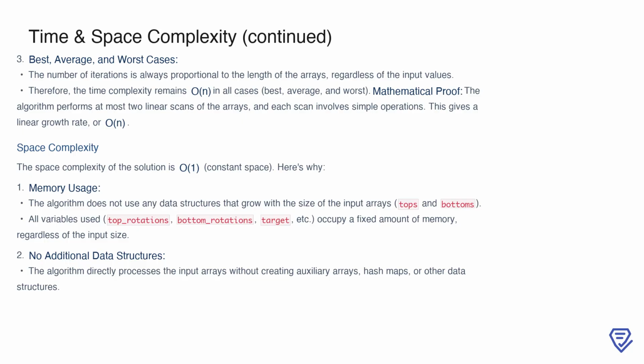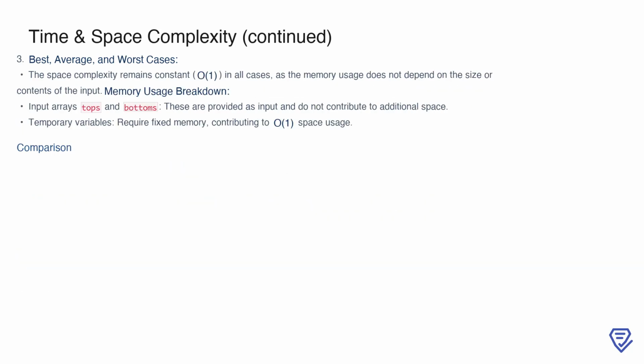As for space complexity, the solution uses O(1) constant space. This is because it does not require any additional data structures that grow with the input size. All variables, such as top_rotations, bottom_rotations, and target, use a fixed amount of memory, irrespective of the input size. The space complexity remains constant at O(1) across all cases, best, average, and worst, since the algorithm's memory usage does not depend on the size or content of the input.